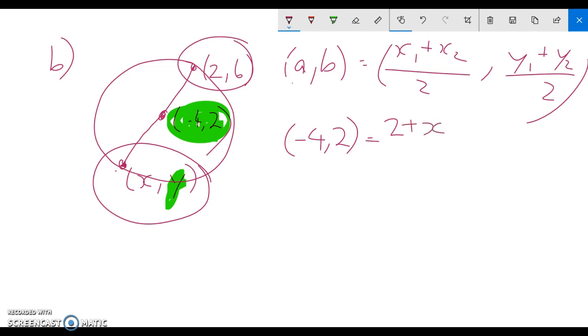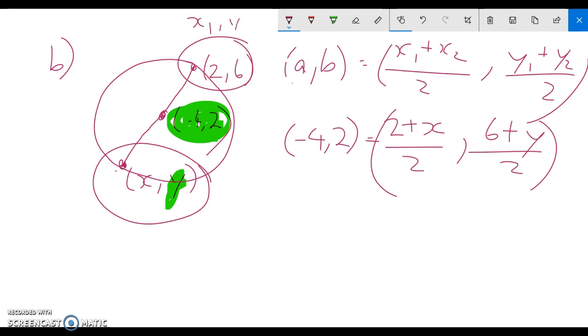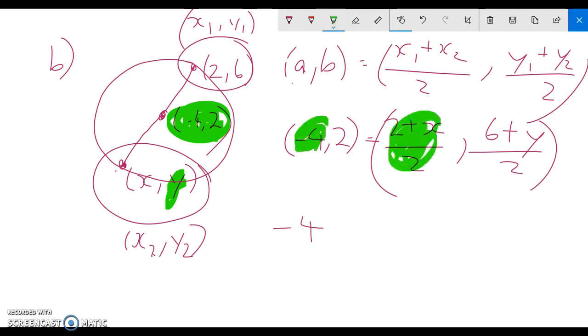x over 2, and 6 plus y over 2. So that's the formula. I said this is x1, this is y1, this is x2, this is y2. And I'm just going to set that in the formula. So then I get -4 is the x-coordinate of the midpoint, which is actually equal to this. So I'm going to get -4 equals 2 plus x on 2.